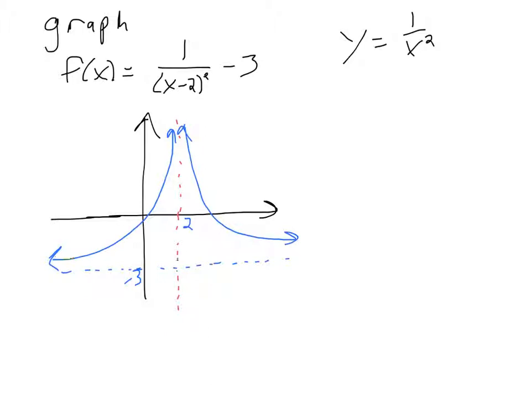All right. So that's your basic transformation of a rational function. We're also going to look at vertical and horizontal asymptotes. Let's first of all talk about a vertical asymptote.